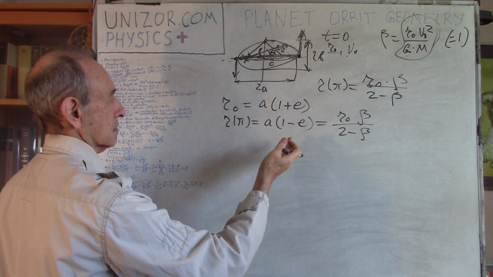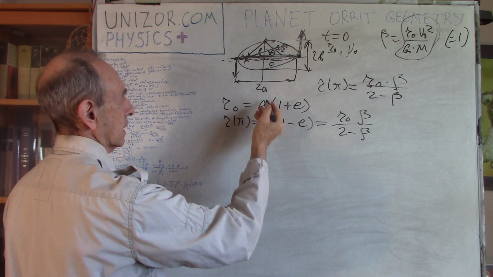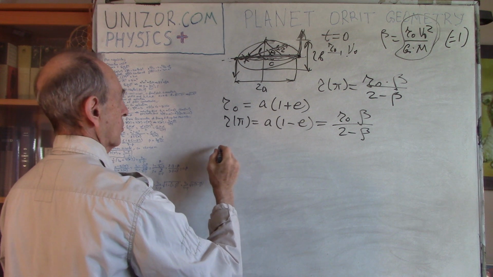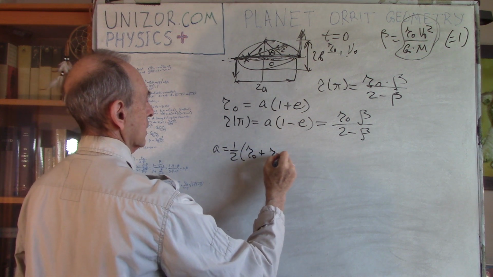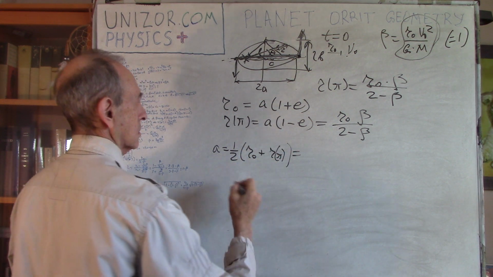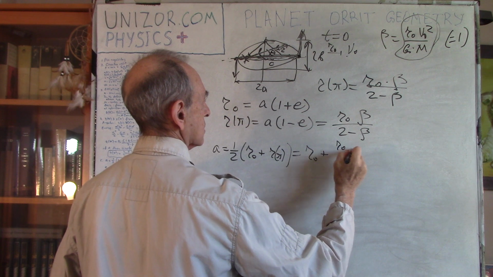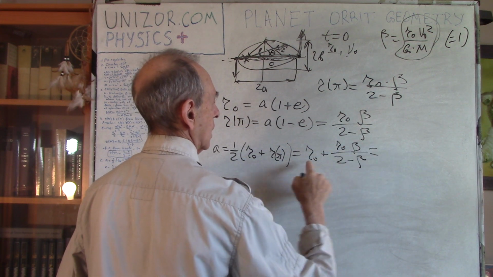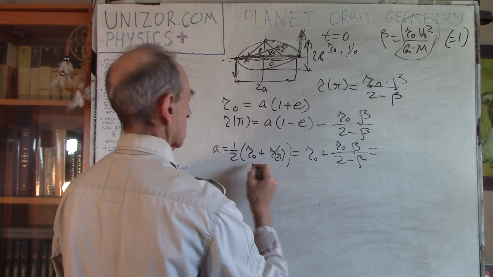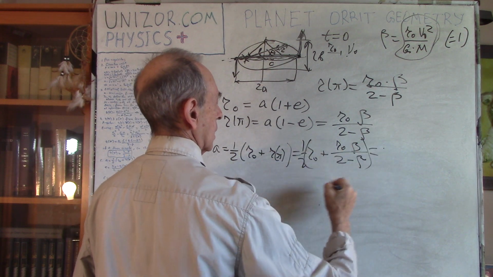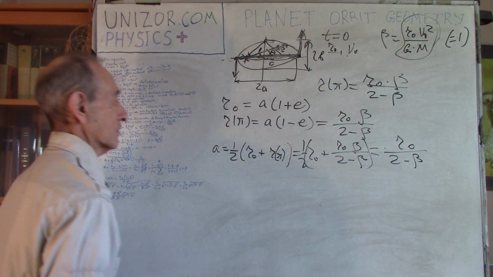So again, this is just a system of very simple equations. If I add them, I will get A, right? So my A is equal to 1/2 of R0 plus R pi, which is R0 plus R0 beta divided by 2 minus beta, times 1/2. So it will be A equal to R0 divided by 2 minus beta. Okay, I've got my A.